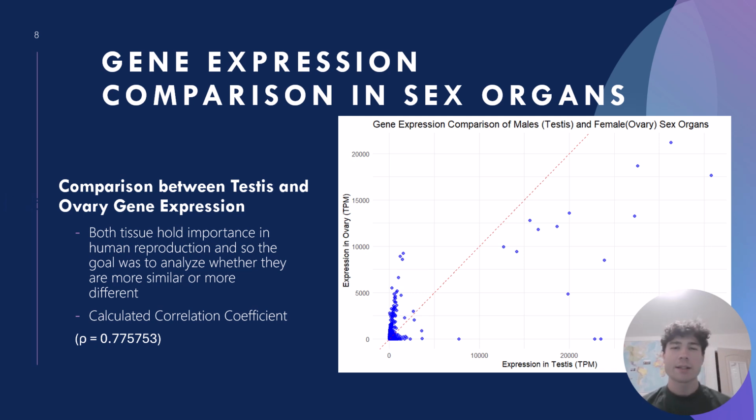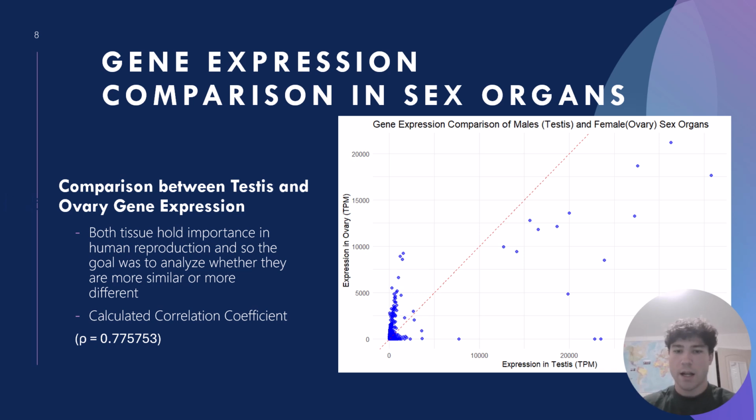And so next, I wanted to analyze the difference in gene expression profiles between sex organs. Obviously, they both serve very important roles in human reproduction, but they also serve completely different purposes as well. And so I wanted to take a look and see if these gene expression profiles were more similar, or if they were more different. And so I made this scatter plot, which you can see on the slide right here.